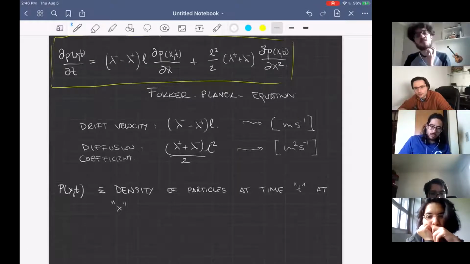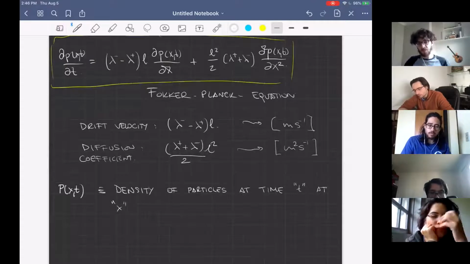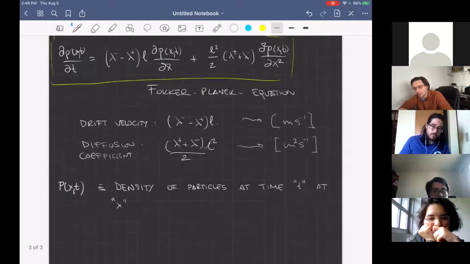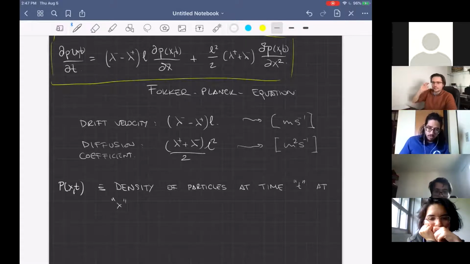Yes? Okay. So then basically this Fokker-Planck equation for the probability of having, yes, Lucas? You expanded the probability considering the linear terms with respect to L, right? Because L is very small, but why did you consider the L squared term in the diffusion coefficient? Yes, that's a very good question.